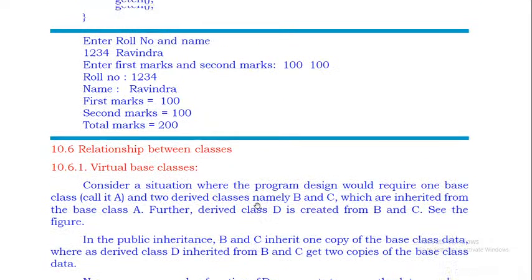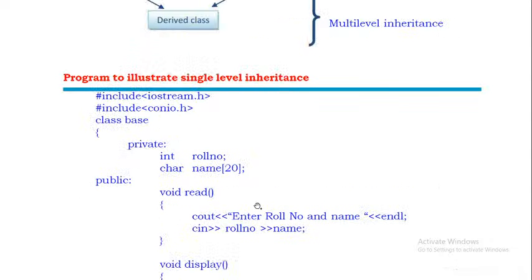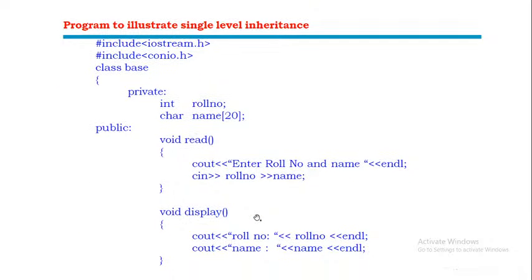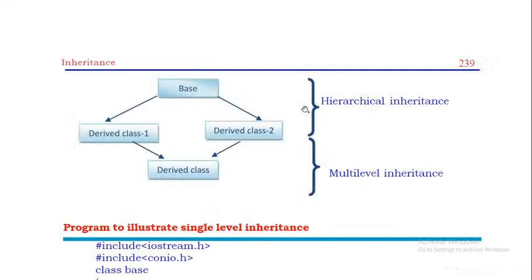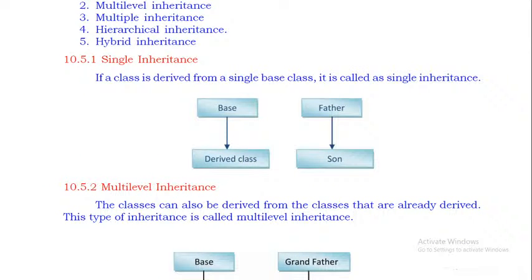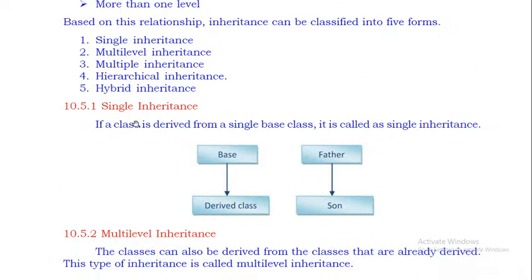Let us move on to one lab program to illustrate single level inheritance. What do you mean by single level inheritance? First, let us understand the meaning. A class derived from a single base class is called single level inheritance. In the previous class we discussed it. The most important question is types of inheritance.